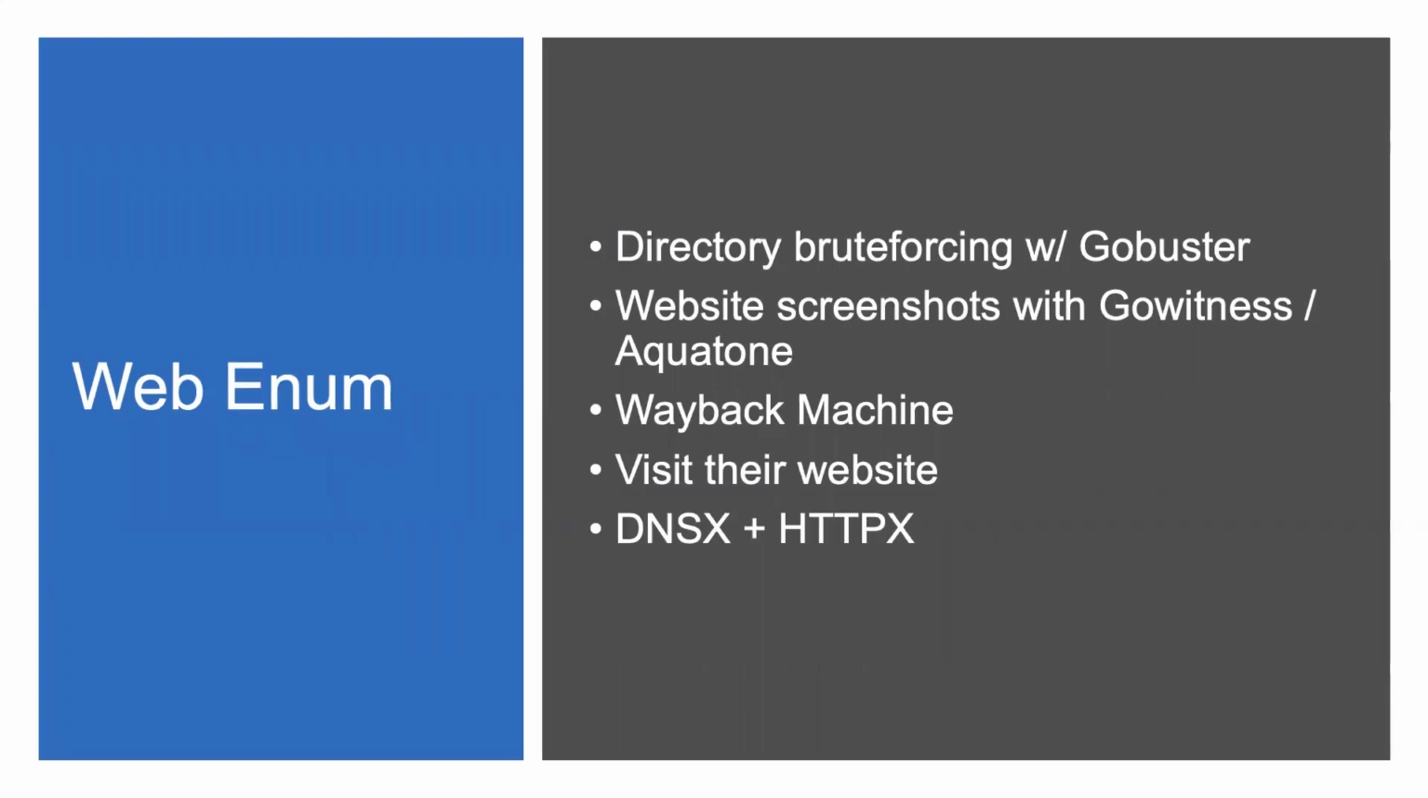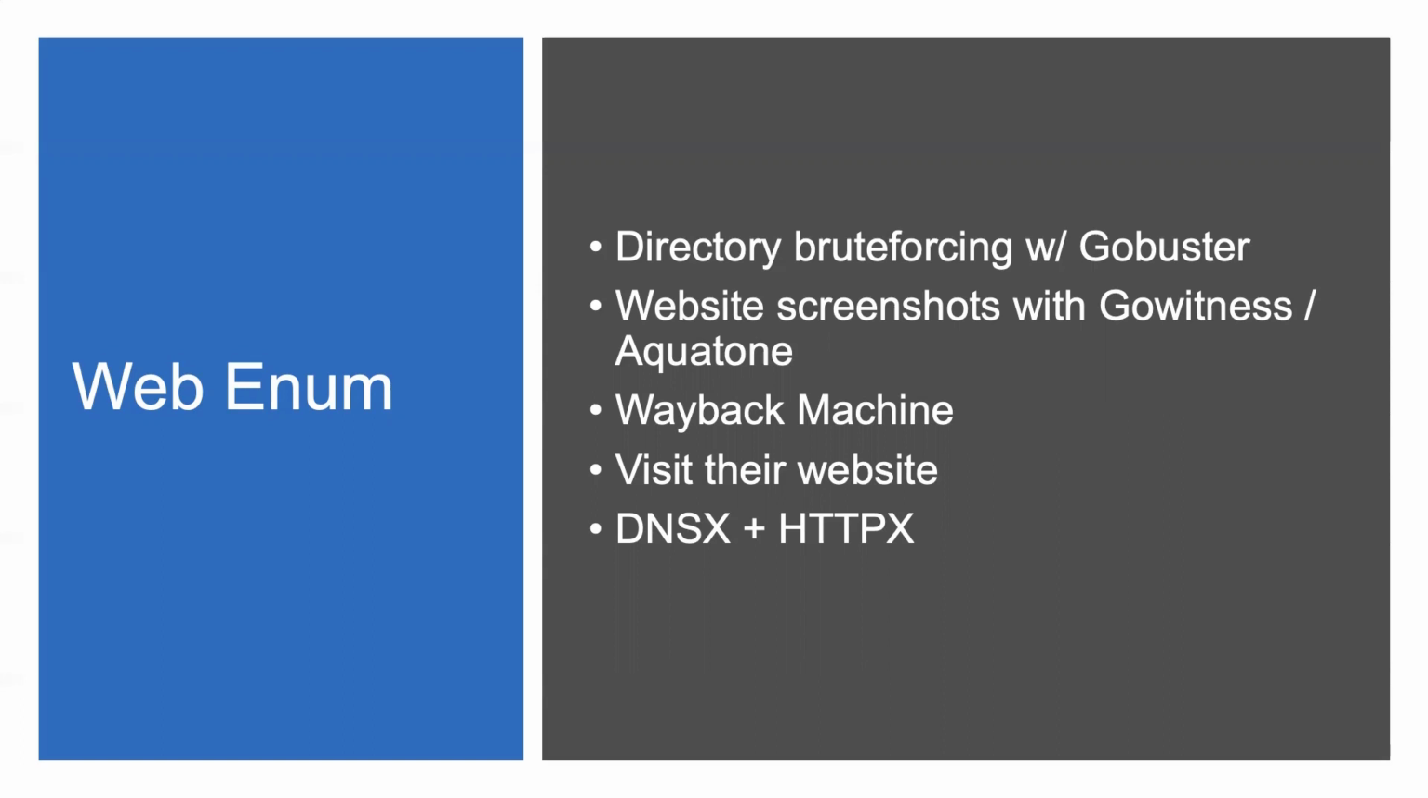Next, we're going to talk about web enum. This involves directory brute forcing with tools like GoBuster. GoWitness is good for web screenshots, as well as Aquatone. Again, you use the tool that you prefer. Wayback Machine is great for looking at history of websites. Sometimes the content on a page may not be accessible on the current version of that page, but previous versions may have that information or additional information available for you to use.